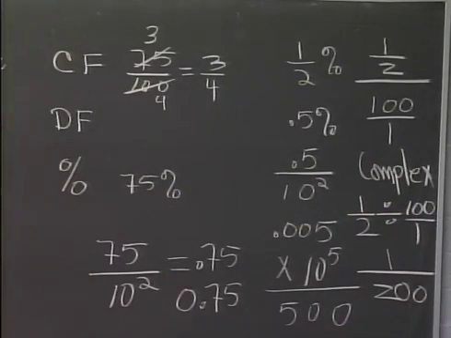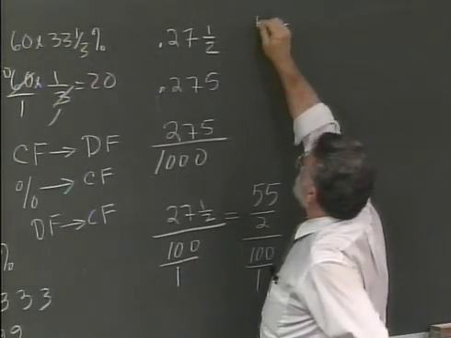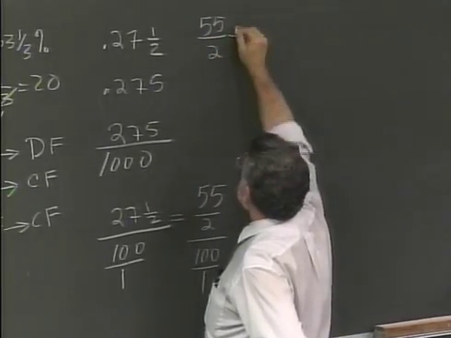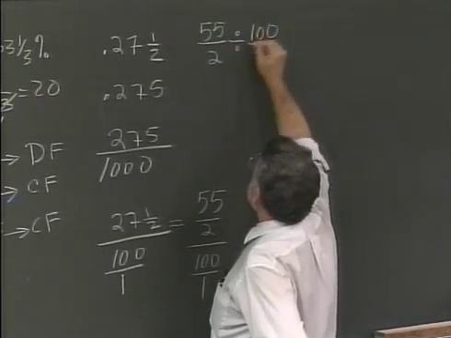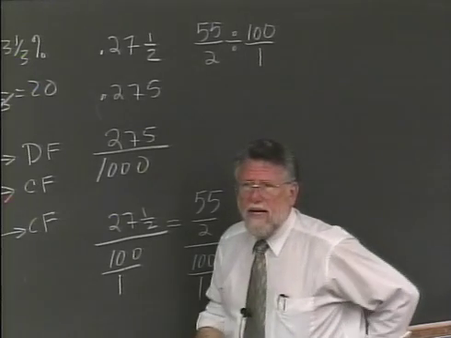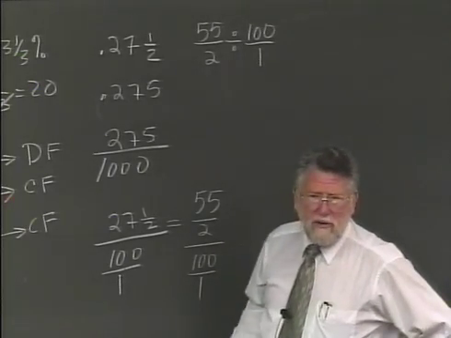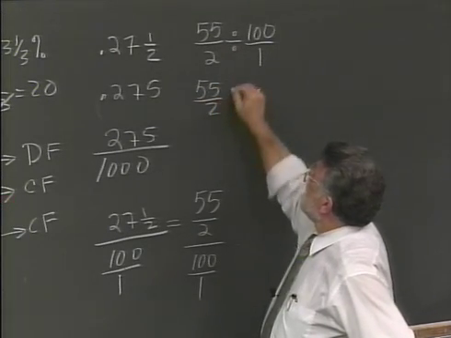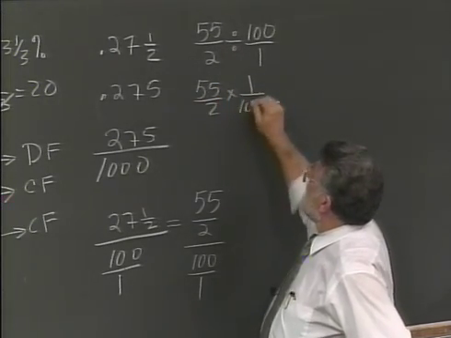I'm going to invert and multiply, so I'm going to take this, and I'm going to rewrite it, and I'll go up to here. 55 over 2 divided by 100 over 1. I'm making this much longer than you typically do it. Invert and multiply. Now what?